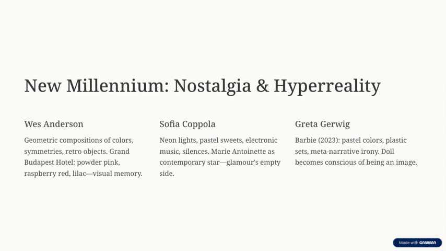All these examples demonstrate how modern films blur the line between reality and fantasy, creating immersive worlds that are both nostalgic and hyper-real, mirroring our own experiences in a culture saturated with images and memories.